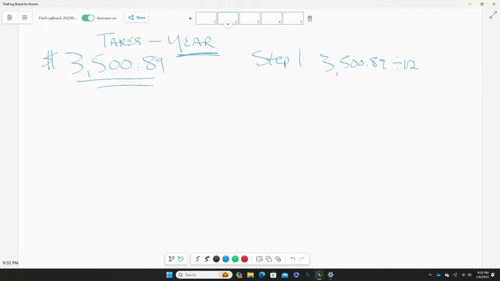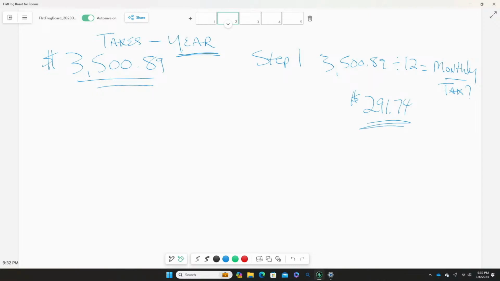So step 1, if you want to write this down, is take 3,589 and divide it by 12, because we want to find out what is the monthly tax, right? That's what we're trying to solve for. Now, I always tell you to double check your math, and I'm going to encourage you to do that. Tonight, because I'm doing my 3rd video here, I'm going to bypass double checking. It's 291.74, and I double checked earlier and that was the same number I got, okay?